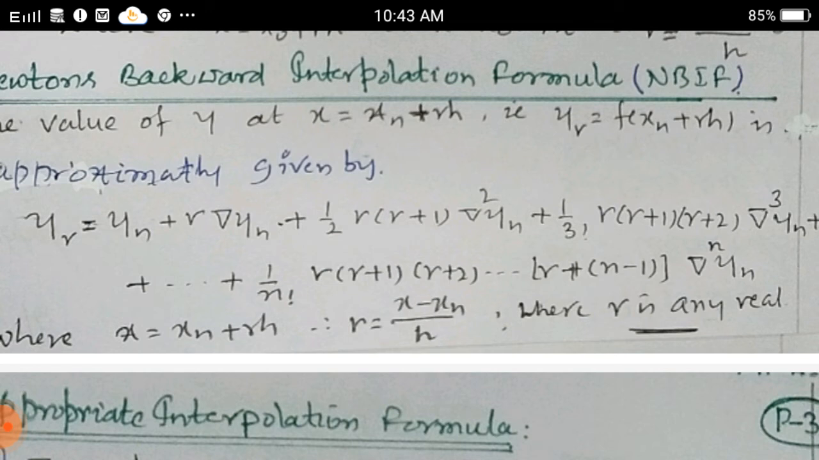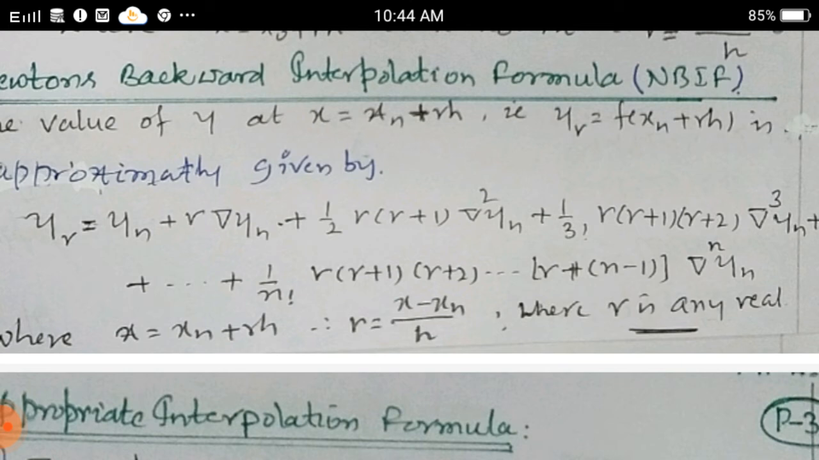plus r into del yn plus 1 by 2 factorial r into r plus 1 into del square yn plus 1 by 3 factorial into r into r plus 1 into r plus 2 into del cube yn plus and so on, plus 1 by n factorial r into r plus 1 into r plus 2 and so on, r plus n minus 1 into del to the power of n yn. So where x is equal to xn plus rh, we find the value of r and substitute there.